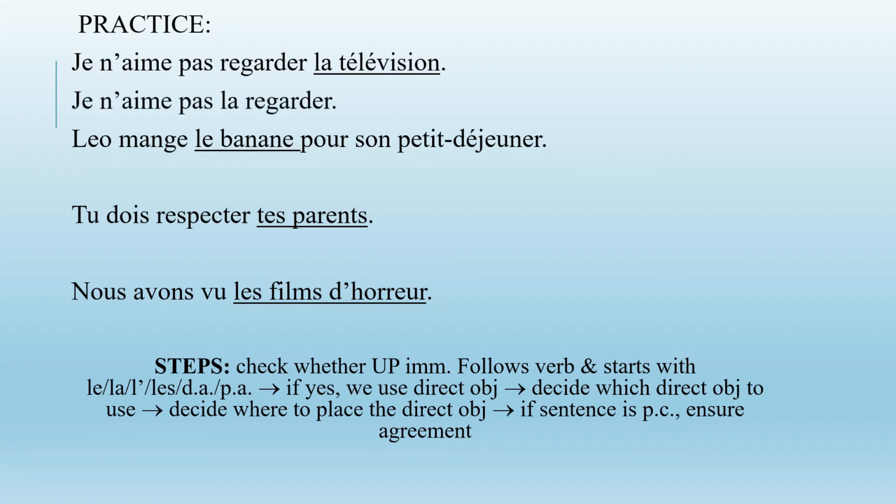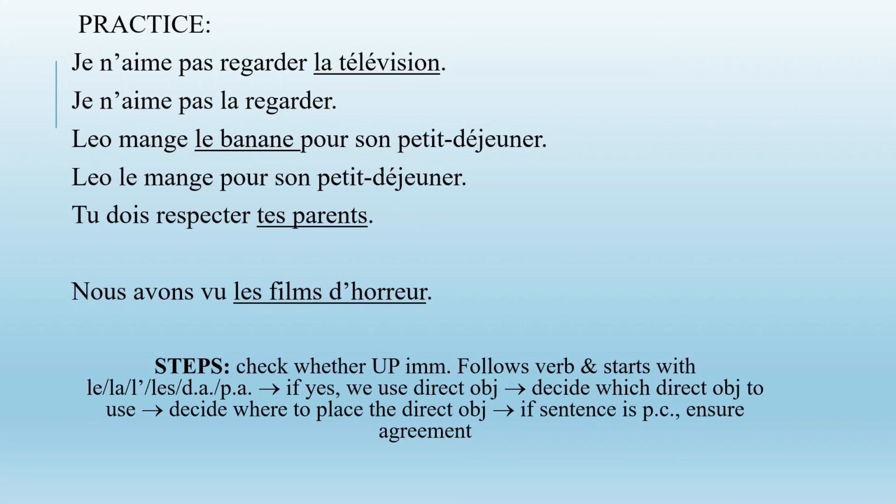Next example, Léo mange la banane pour son petit déjeuner. Now la banane here is obviously the object because the action of eating is happening on the banana. So la banane is feminine singular. Now this sentence is simple because it's just a single verb. La will have to be placed before the single verb. It will become Léo la mange pour son petit déjeuner. If there is any part of the sentence that comes after the underlined part, please write it as it is in your exam.